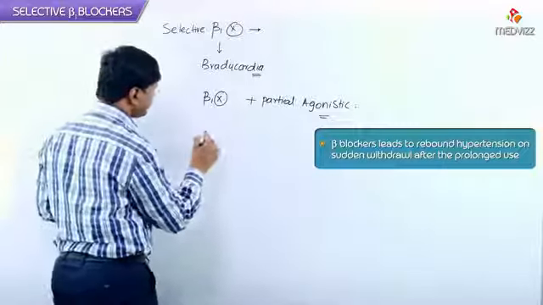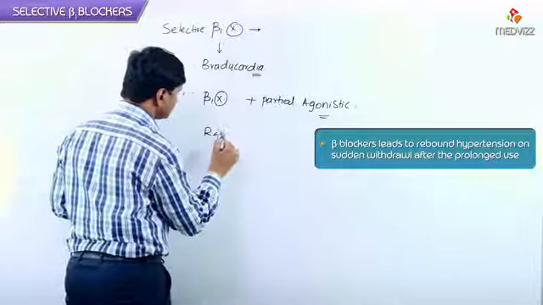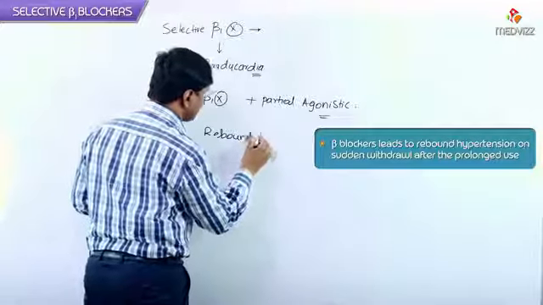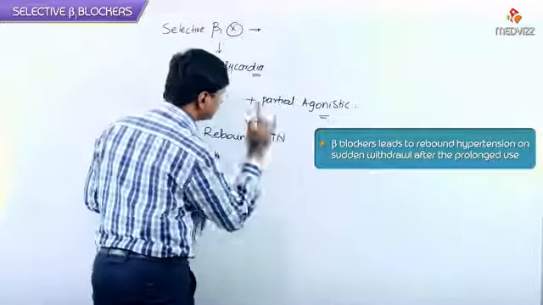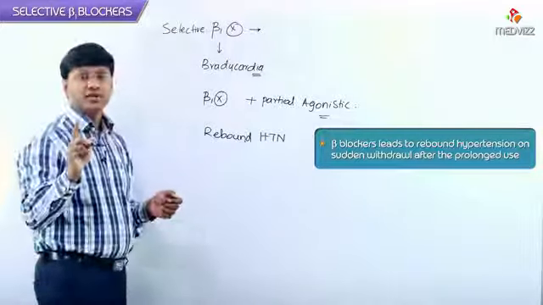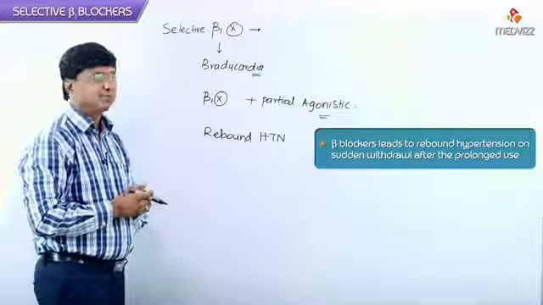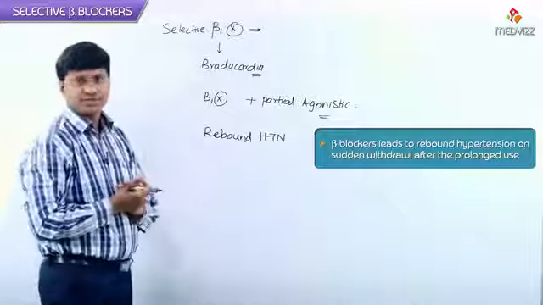on sudden withdrawal after prolonged use. The problem is rebound hypertension on sudden withdrawal after the prolonged use. So this is about your beta blockers.